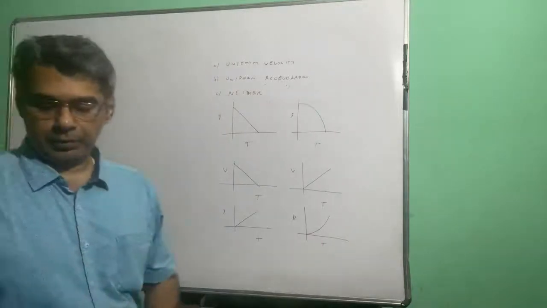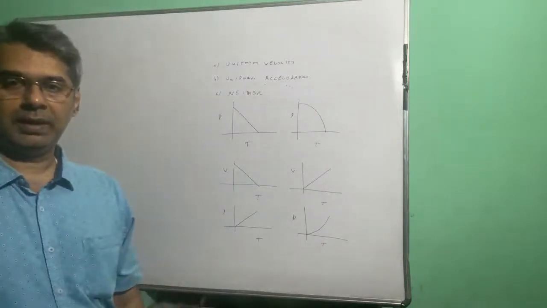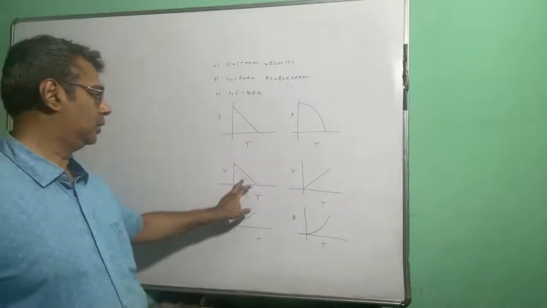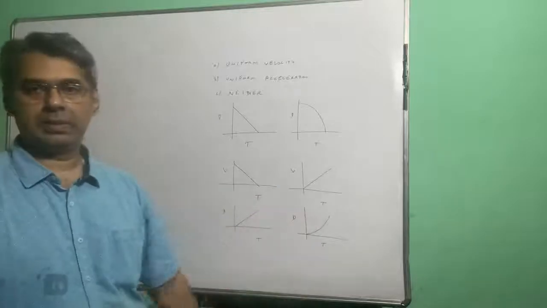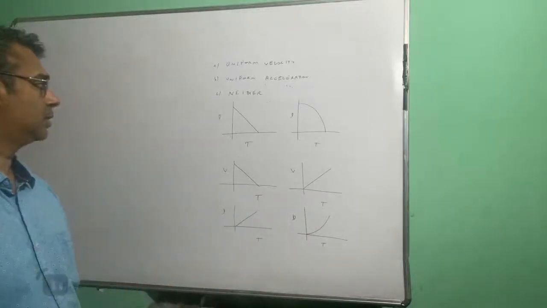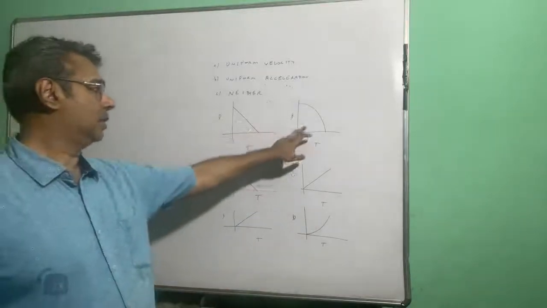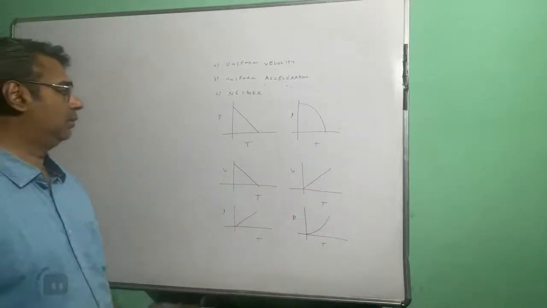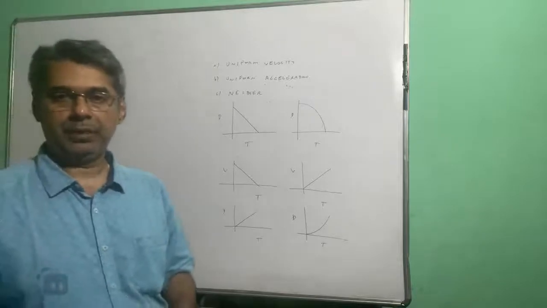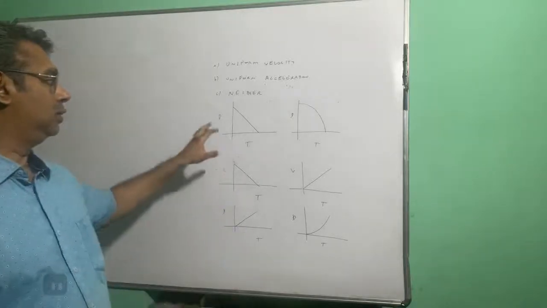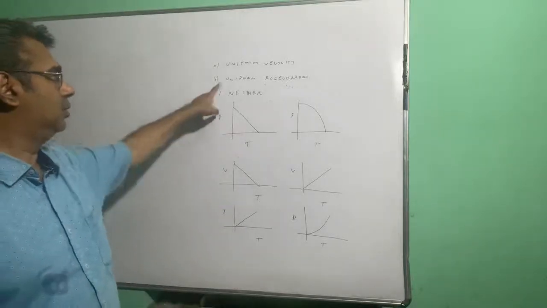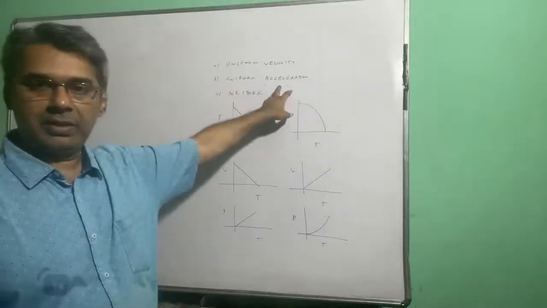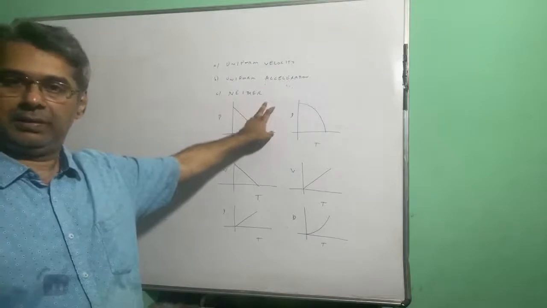Okay, now listen all of you, this is your homework for the next session. I have given you 6 graphs, 1, 2, 3, 4, 5, 6. For each of these graphs, you will have to say, is it uniform velocity, or is it uniform acceleration, or is it neither?